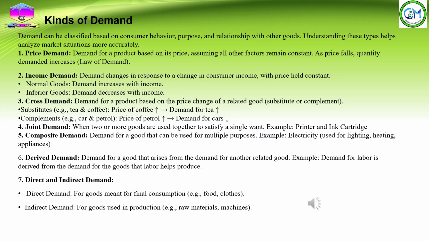Next, cross demand. What do you mean by cross demand? Demand for a product is based on the price changes of related goods, like substitute or complementary goods. What are substitute goods? Substitute goods are tea and coffee. If the price of coffee increases, the demand for tea also increases. Whereas in the case of complementary goods like car and petrol, if the price of petrol increases, the demand for cars decreases. This is called cross demand.